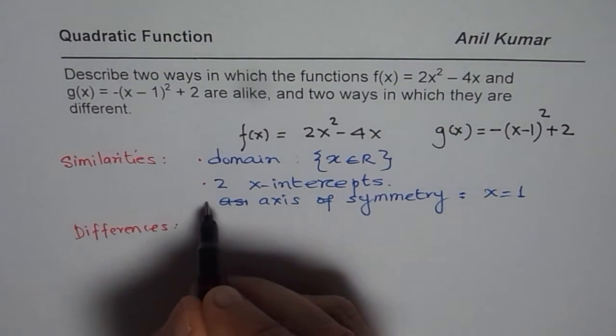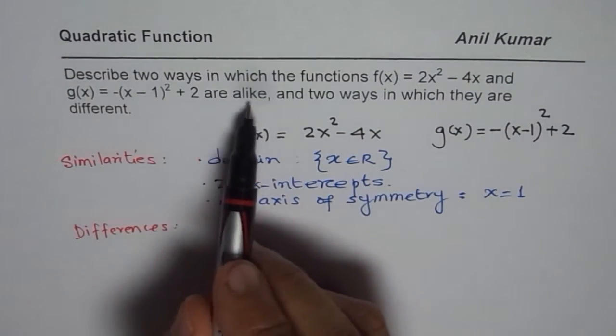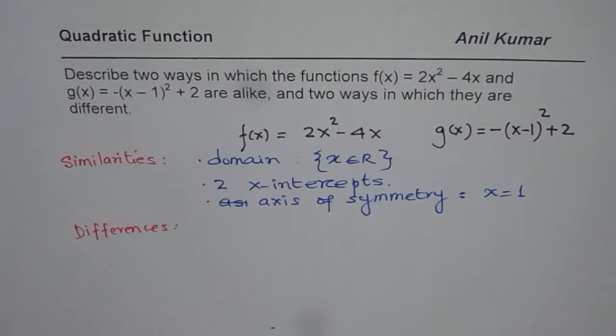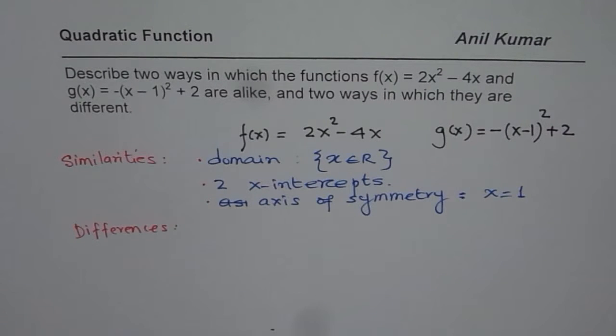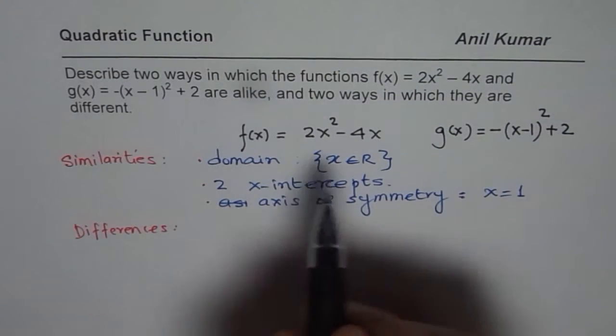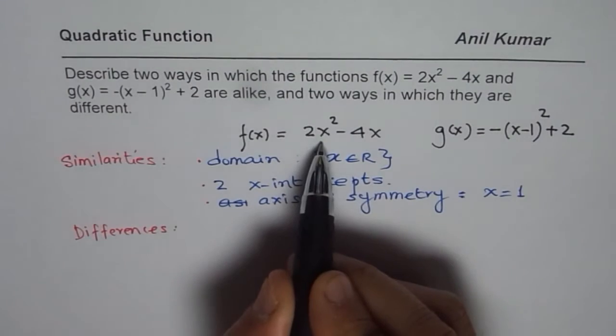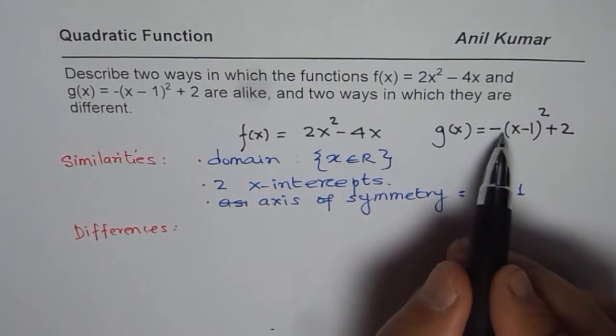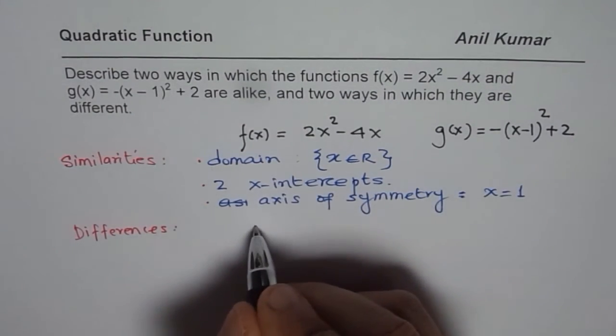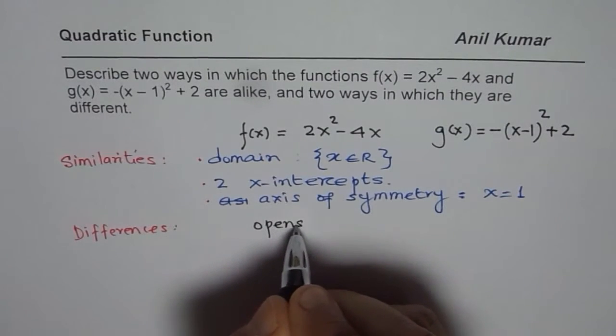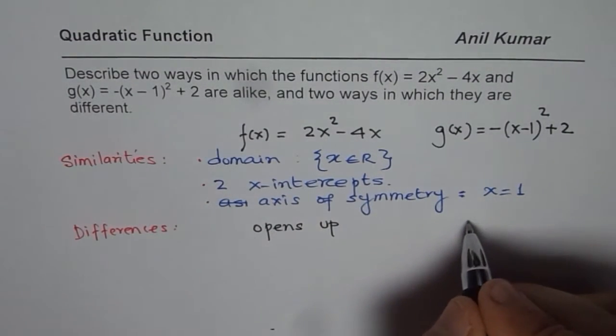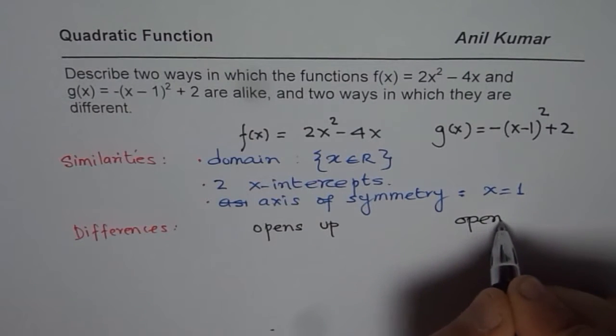Here you have to think a bit. So if there are two, you could avoid that. The idea is also to save time and give the right answer. Now, differences. So what are the differences? If you look at it, we can see two straightforward differences. The first one is that this function opens upwards, since 2 is positive, and this function opens downward. So f of x opens upwards, and this function opens down. So that is different.